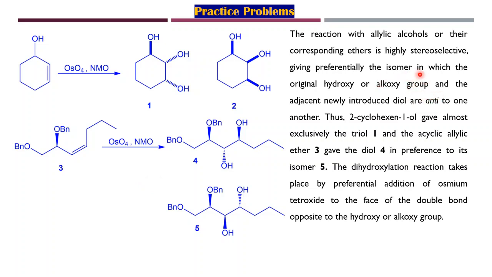As you can see, the reaction of allylic ethers to diols is highly selective, giving preferentially the isomer in which the original hydroxy or alkoxy group and the adjacent newly introduced diol are anti to one another. So this OH group and the diol will be anti to one another. This ether group with the OH will be anti to one another.